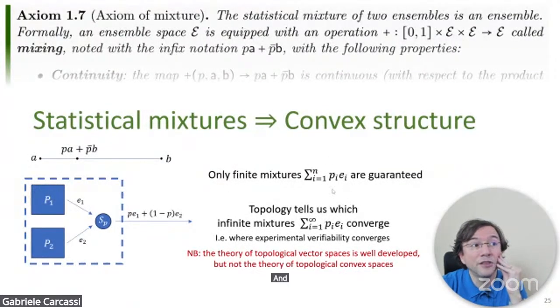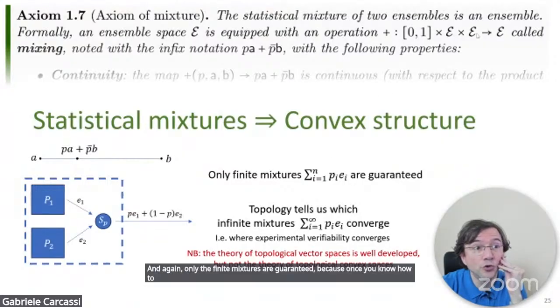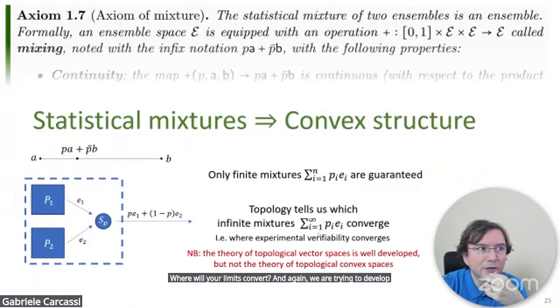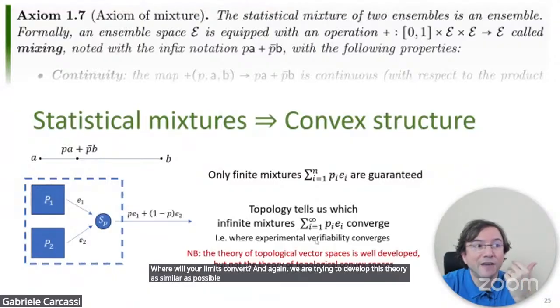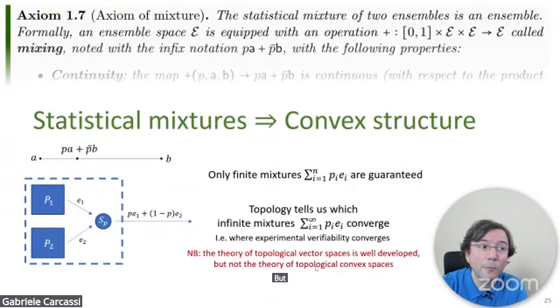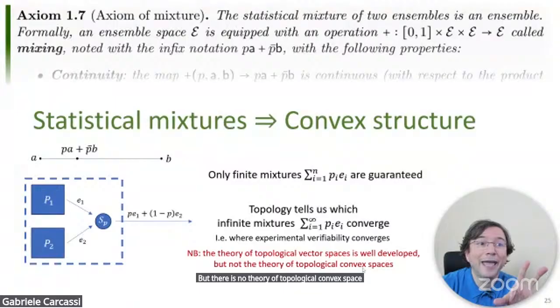And again, only the finite mixtures are guaranteed, because once you know how to make 2, you can make n mixtures. But the topology tells us where your limits will converge. And again, we are trying to develop this theory as similar as possible to topological vector space, because topological vector space is well developed, and it's what one uses to generalize analysis and do all of those things. But there is no theory of topological convex space. And this is what we need to build.